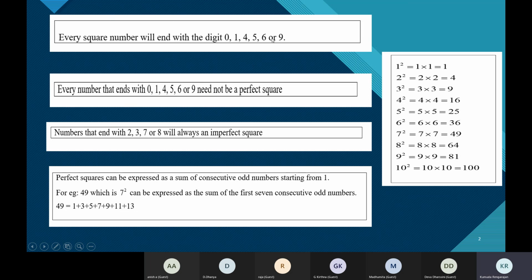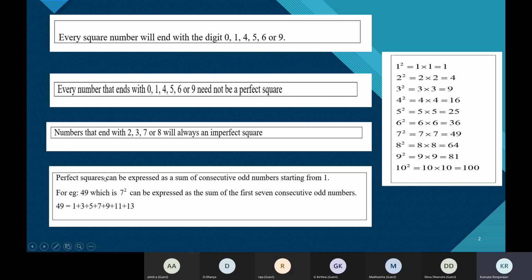Every square number should end with one of these 6 digits. There are totally 10 digits, right? When you count from 0 to 9, there are 10 digits. So a square number can end with any one of these 6 digits: 0, 1, 4, 5, 6, 9. The remaining 4 digits, 2, 3, 7, 8: if a number ends with any one of these digits, it's not a perfect square. If it is a perfect square, it should have these digits in the end. But that doesn't mean any number that has these digits in the end is a perfect square. That we cannot say.